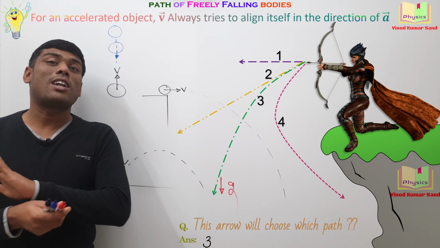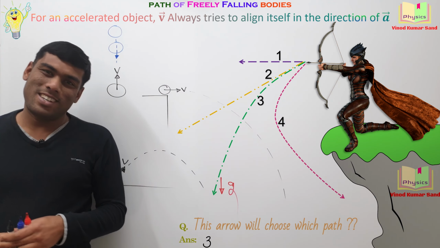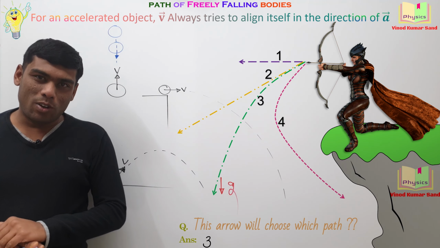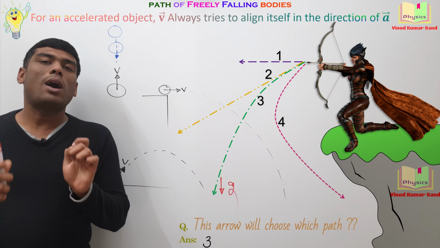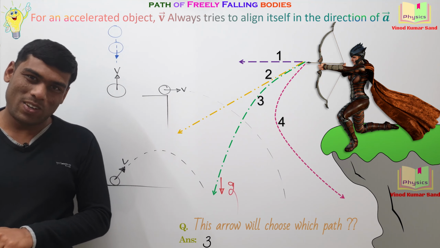Correct. If there is no gravity, then the arrow will keep on moving straight. I hope you got this trick. Note it down. Then we'll go further and we'll talk more about the magnitude of the acceleration due to gravity. Okay?